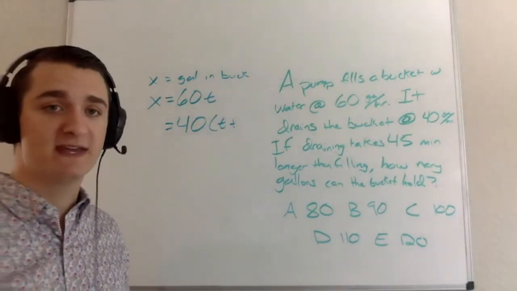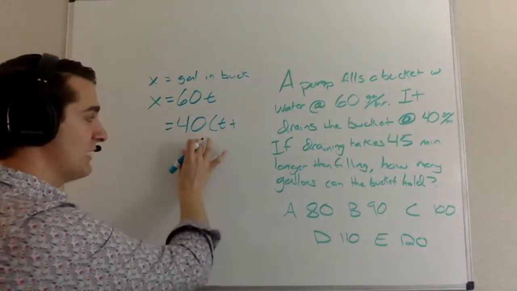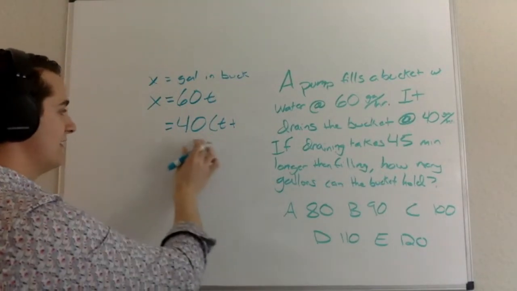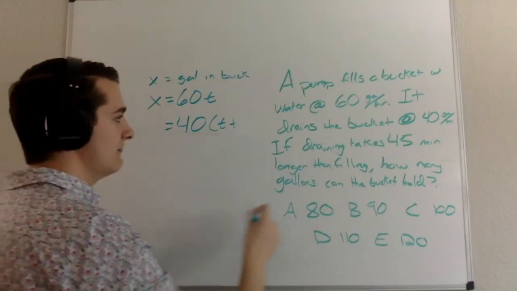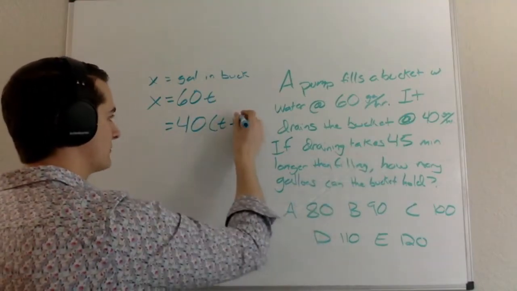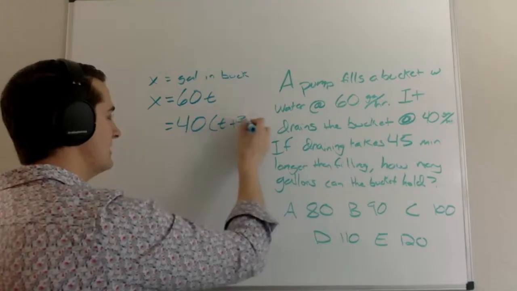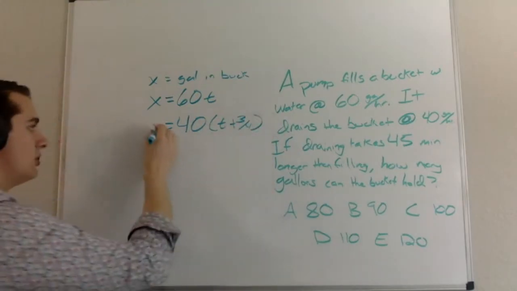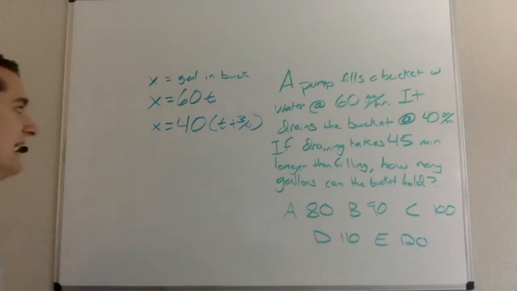You can't do that because remember, this is 40 gallons per hour. And so I need to keep everything in hours. And so I'm going to say 40 times T plus 45 minutes, which is 3/4 of an hour. So 3/4. And I know that that is also equal to X.